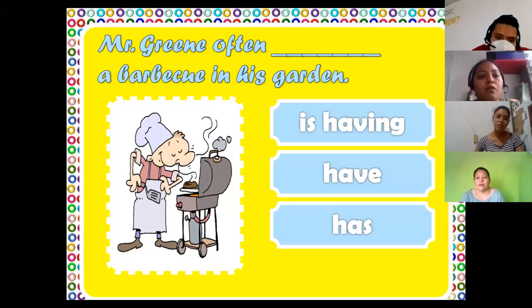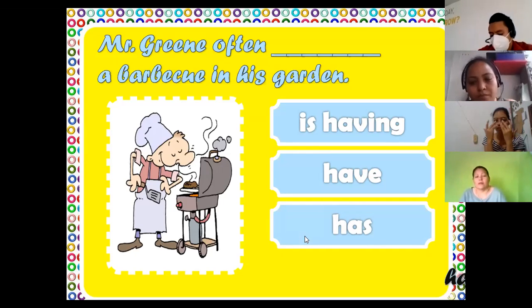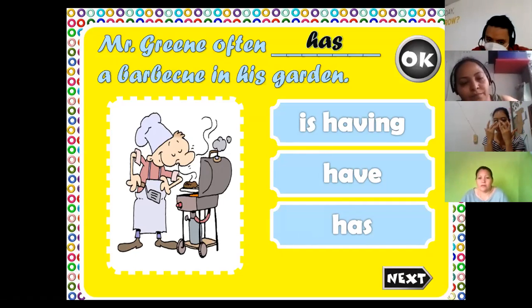Read it, Gabriela. Okay. Mr. Green often has a barbecue in his garden. Good. So, Mr. Green often has. Why? Because we are talking about routine. Yes, has a barbecue in his garden. Good. The correct one is has. Thank you. Choose the next person.